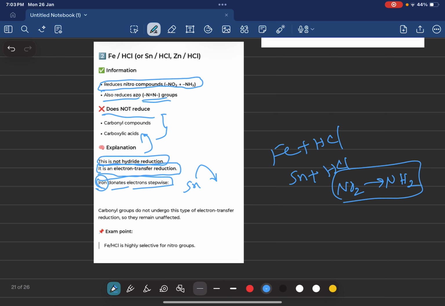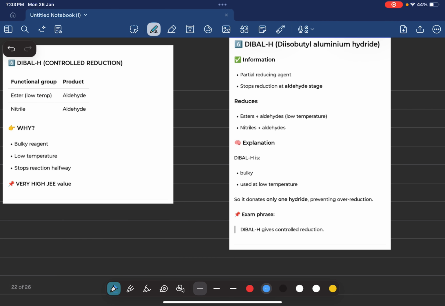Coming to carbonyl groups, they do not undergo this type of electron transfer reduction, so they remain unaffected. Fe plus HCl is highly selective for nitro groups. Very important. So coming to the next, DIBAL.